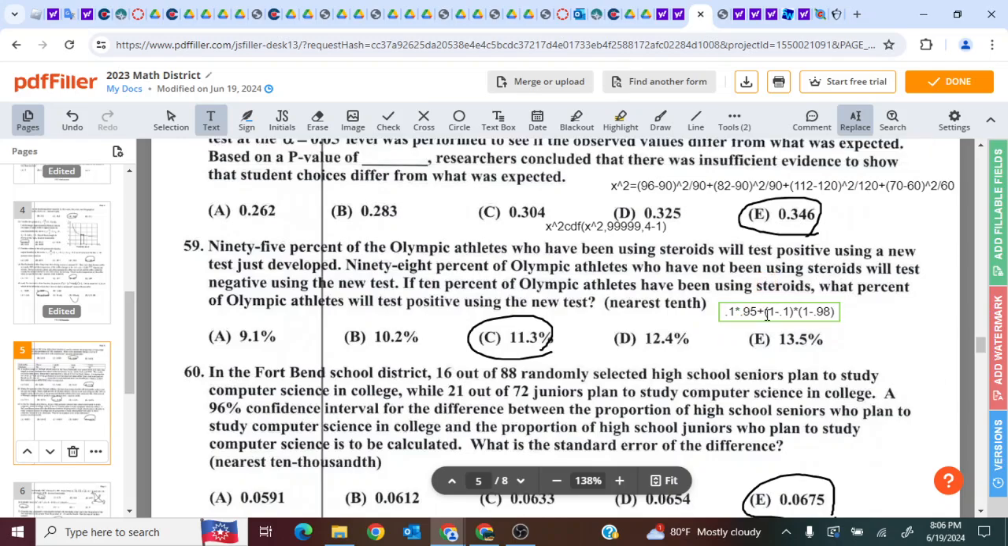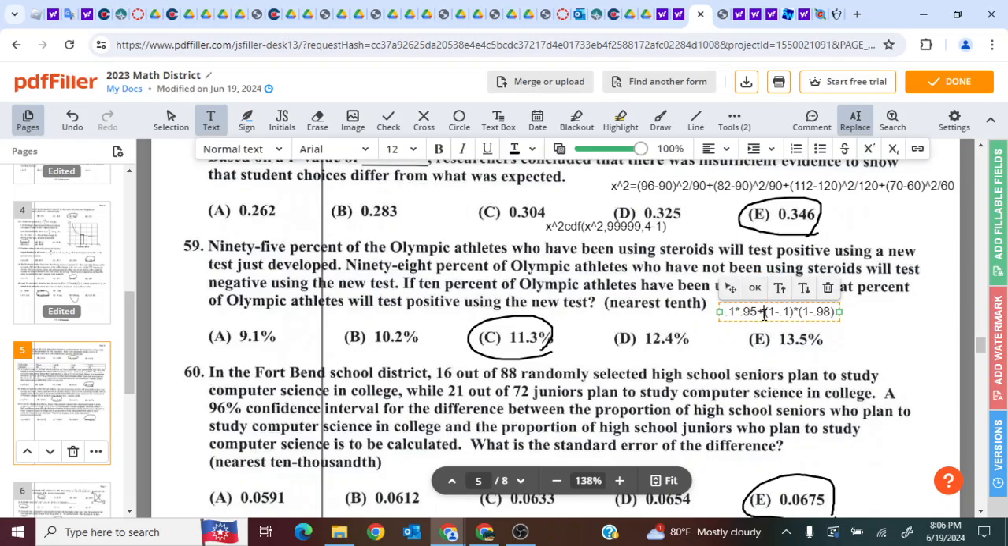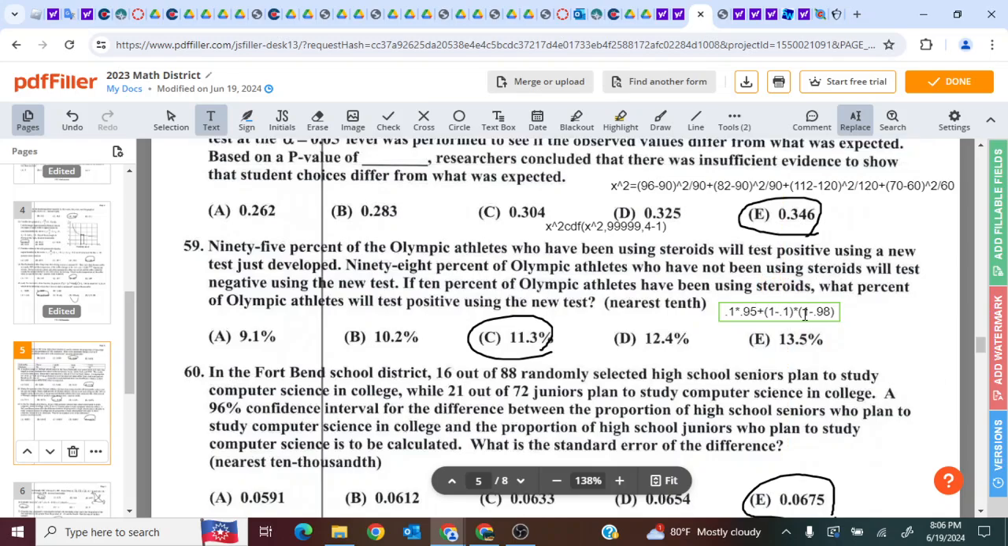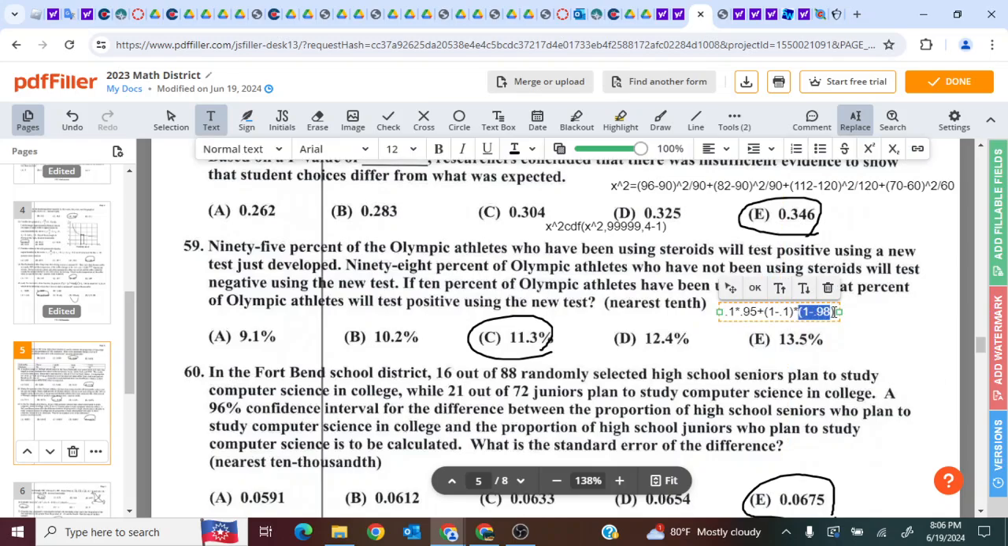They also have the chance of a false positive. So there are 0.9, or 90%, of Olympic athletes who are not using steroids, and for each of them, there is a 0.02 chance that they will test positive anyway. If you add those together, you'll get 11.3%.